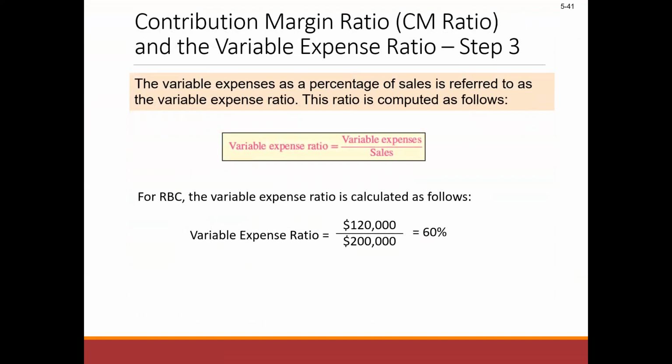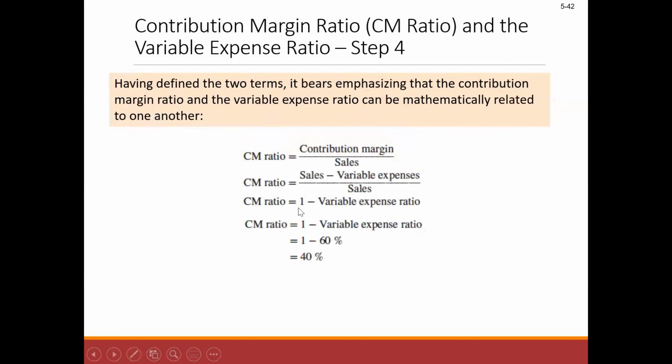Now, what makes up contribution margin? Sales minus variable expenses. So the variable expense ratio is going to be the difference. If the contribution margin is 40%, we know our variable expense ratio is going to be 60%. So the variable expense ratio is, again, the variable expense divided by the sales. In this case, it's 60%. Remember, the contribution margin ratio and the variable expense ratio are going to equal 100%, right? They're related to each other.